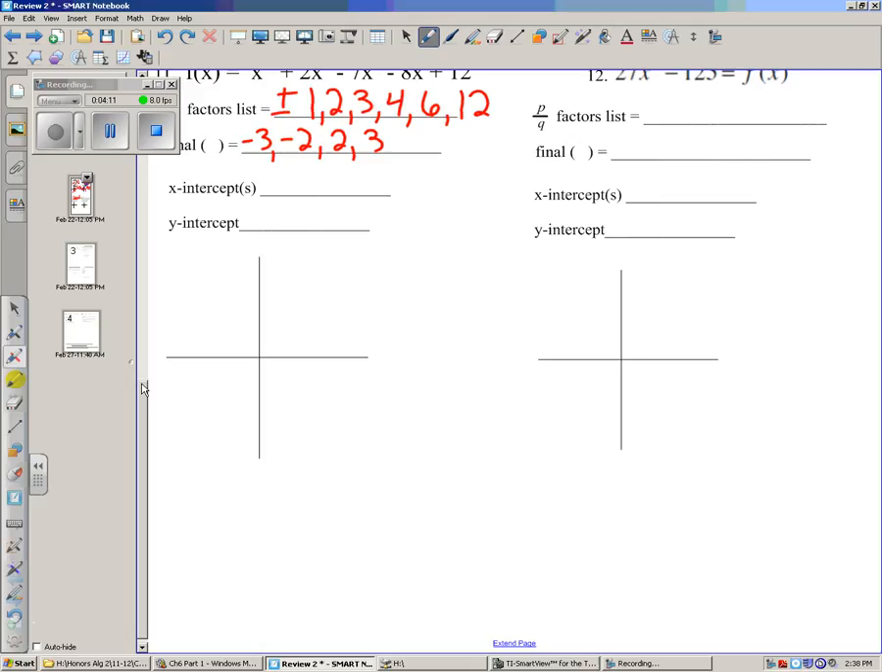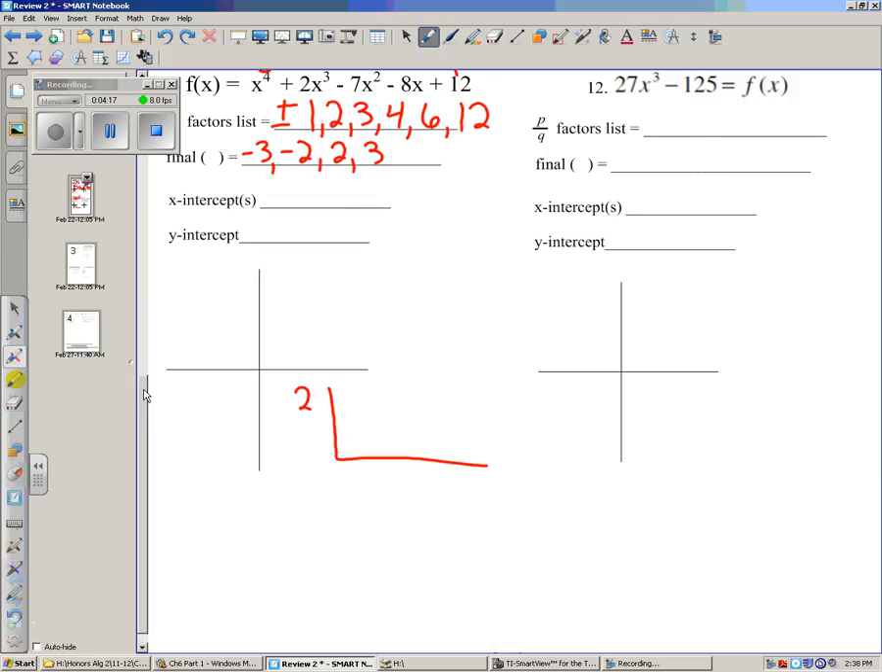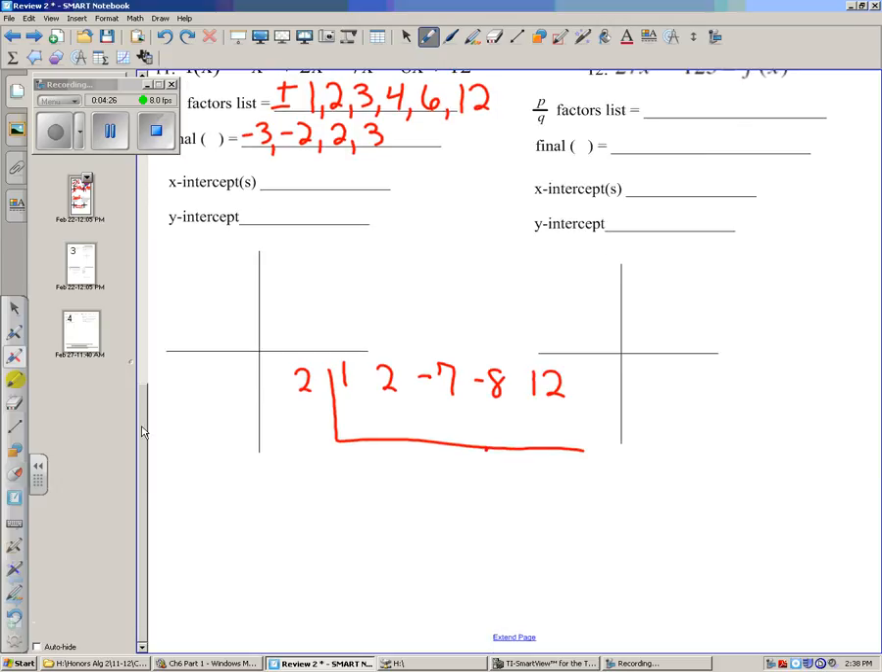So I'm going to make my synthetic division. I'm going to put the 2 in here. And then I'm going to take all my numbers. I've got all the x's, so I don't have to worry about anything being missing. And I should get 0 at the end. So I'm just going to go through the synthetic division, which at this point you guys should get, so I'm not going to talk here. All right, so it worked. I got 0 at the end.